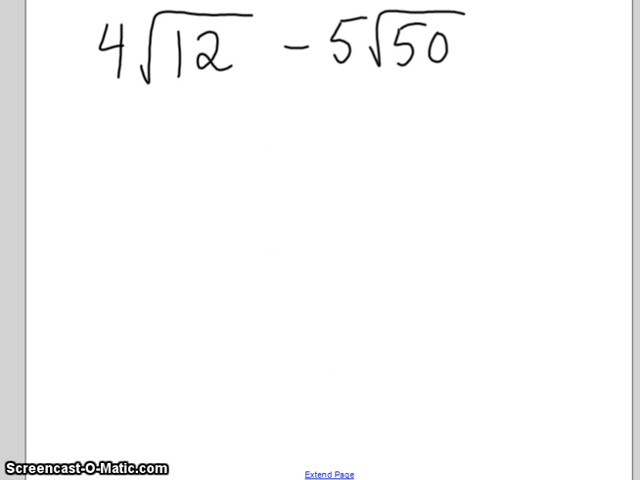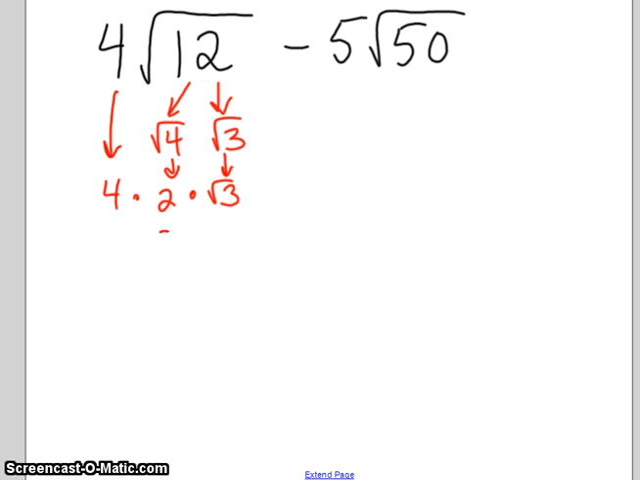Next one, 4 square root 12 minus 5 square root 50. See if we can simplify them. The square root of 12 is the square root of 4 times the square root of 3, which is 2 square root 3. So we have 4 times 2 times the square root of 3, which is 8 square root 3.